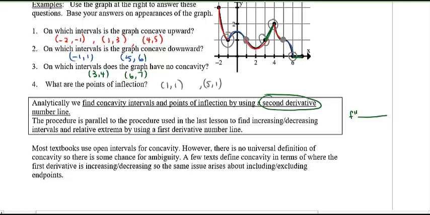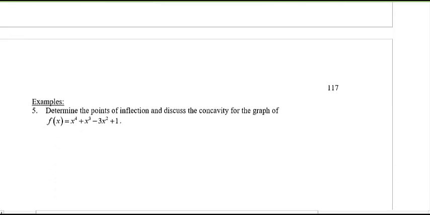Okay? Now, most textbooks often use open intervals for concavity, but there is no universal definition of concavity, so there is some chance for ambiguity. There are a few texts out there that define concavity in terms of where the first derivative is increasing, decreasing. So the same issue arises about including or excluding the endpoints. You're like, oh no. But like I said, I think for our studies here, let's just worry about concavity with just open endpoints. I think that's just the prevalent thing that you'll see out in the calculus world.